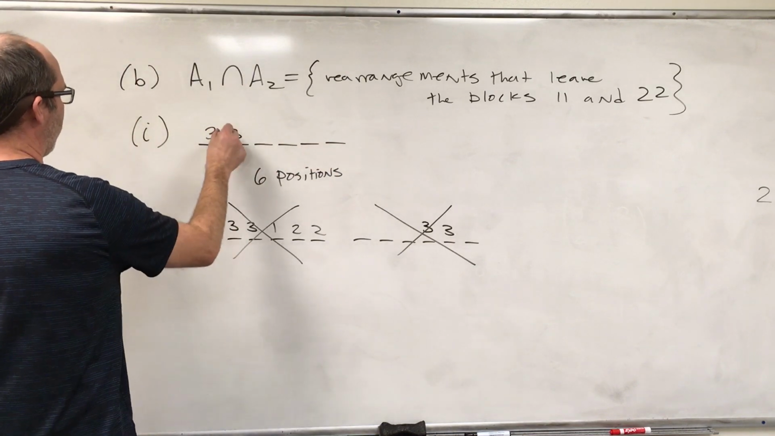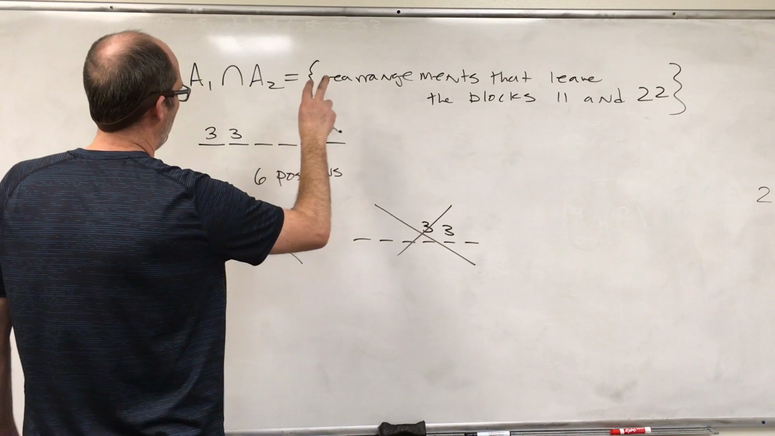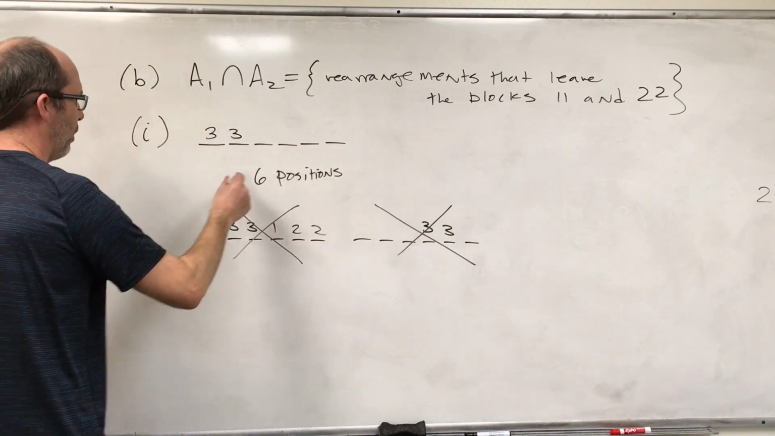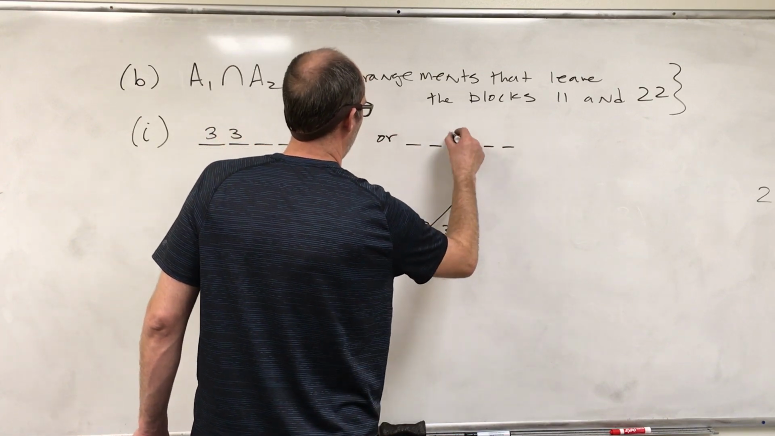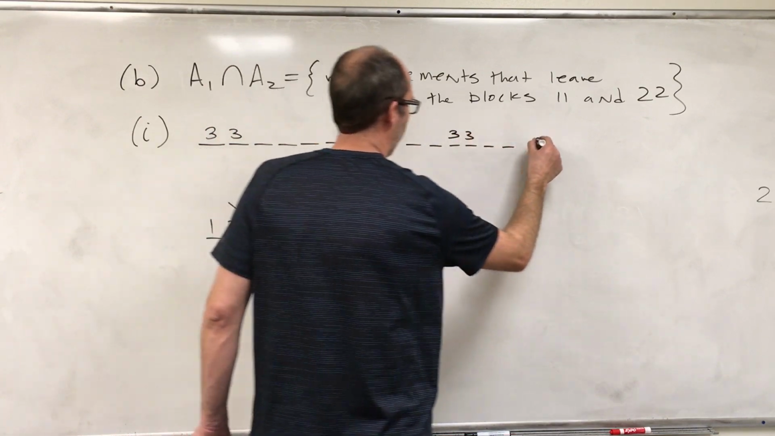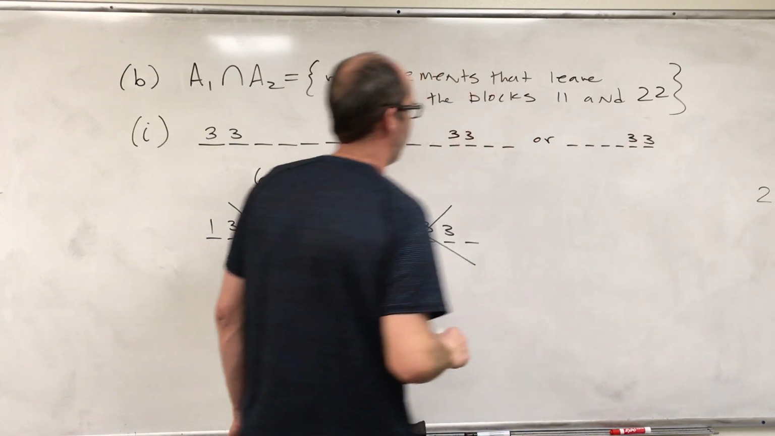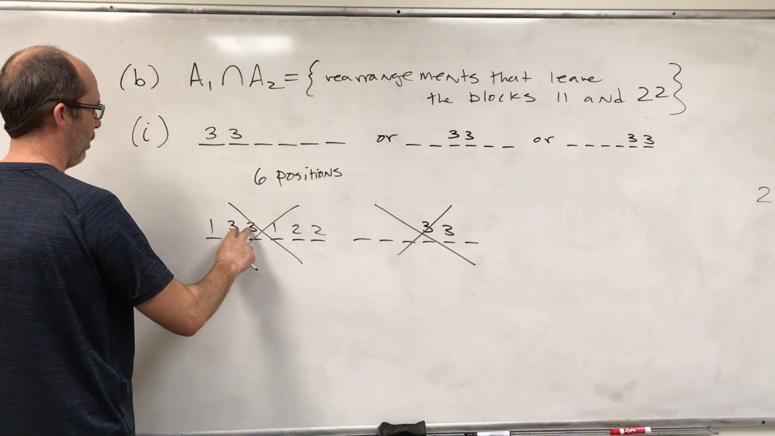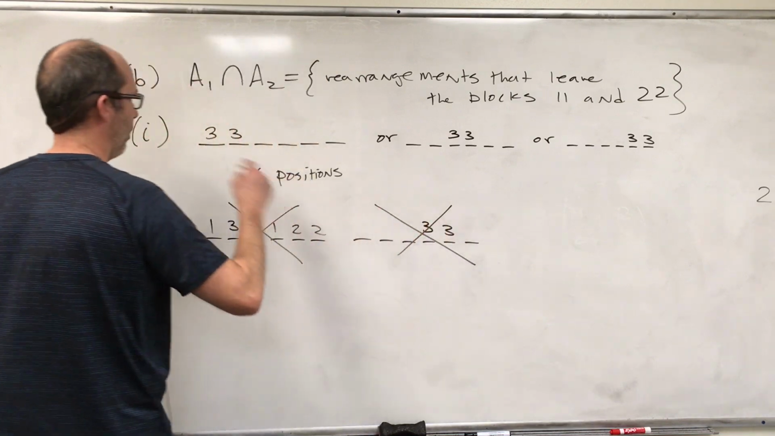Right, so we can either put the 3, 3 there, or there, or there. That's pretty much it, right? If we put the 3, 3 there, we're in trouble. If we put the 3, 3 there, we're in trouble. That's really all the different places we could do it, right?